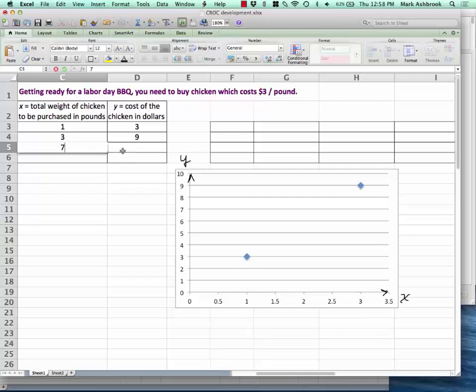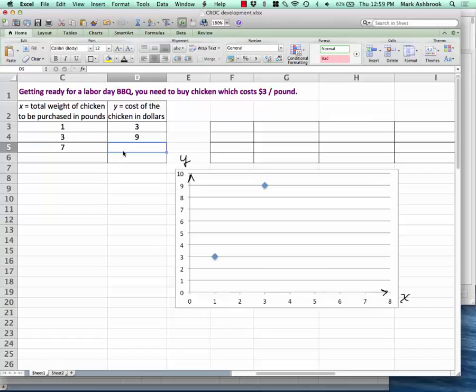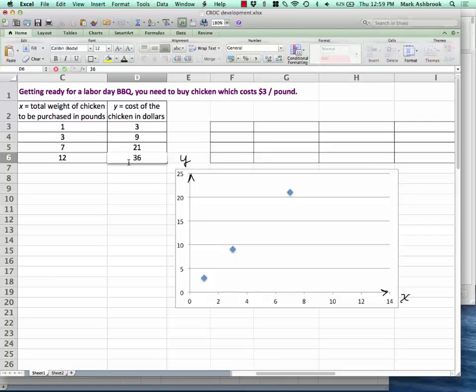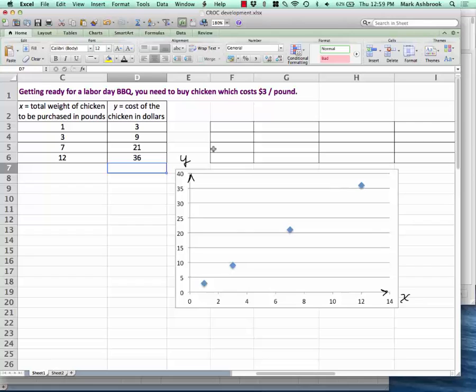Now X is 7. Cost of the chicken, 21. Third point, 12. How much will 12 pounds cost? $36. So now we're starting to collect some points. Each one of those points represents a total weight and a corresponding cost.